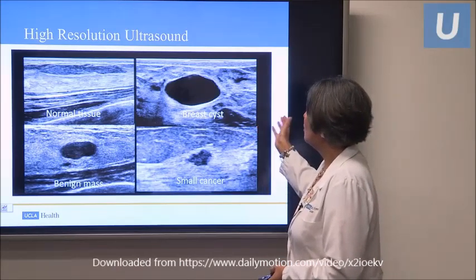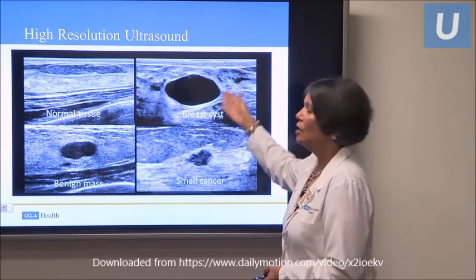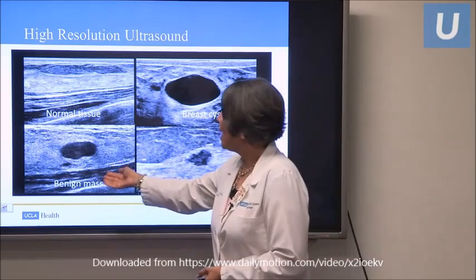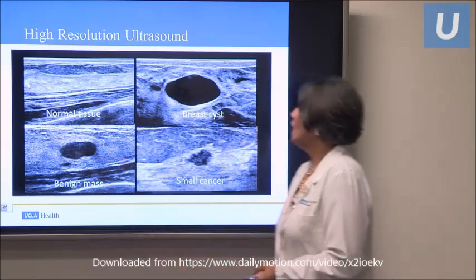This is what I talked about. When the ultrasound beam hits water, it goes straight through, and that's why it looks dark. In this case, this is a mass. It has smooth margins. It's a benign mass.